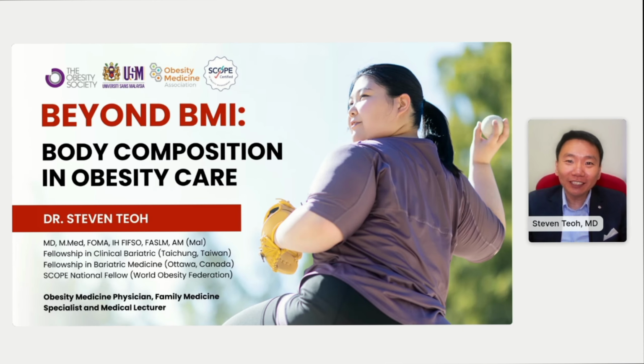In obesity management or obesity care, we are so used to discussing weight, body mass index, and percentage of weight loss. And these are really useful parameters, but they do not tell the whole story. With the recent availability of highly effective obesity medication and therapies that we have, we need to ask a more important clinical question. What kind of weight is being lost? And that is the focus of today's session.